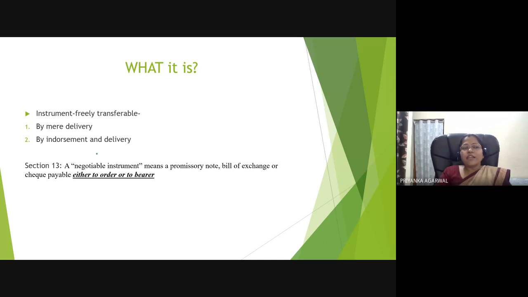So when we are discussing what a negotiable instrument is, you have to see Section 13. Section 13 says that a negotiable instrument means a promissory note, bill of exchange, or a cheque payable either to order or to bearer. So whenever we talk about a negotiable instrument, it is transferable either to order or to a bearer. The transfer can be made by two methods: one is delivery, and another is endorsement and delivery.